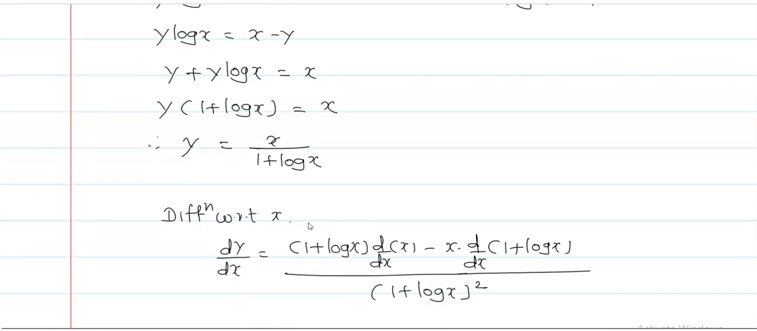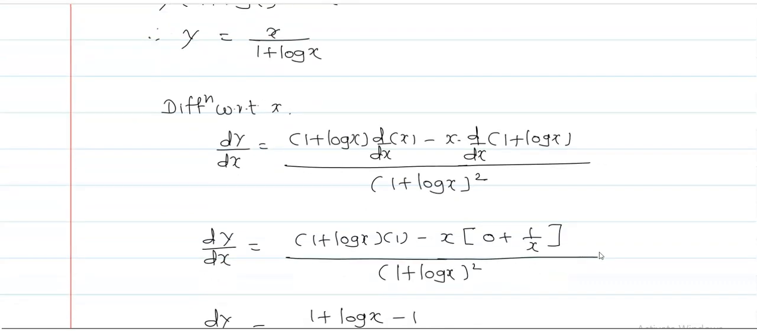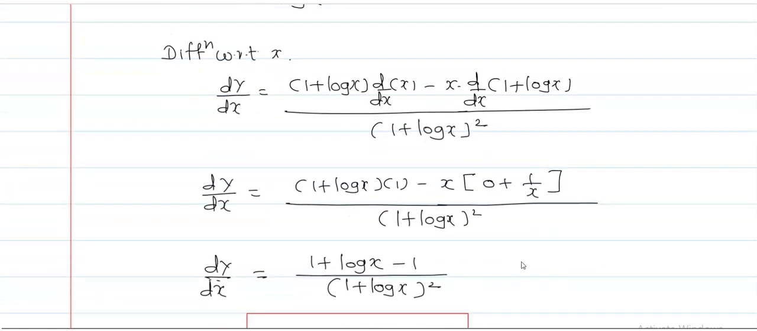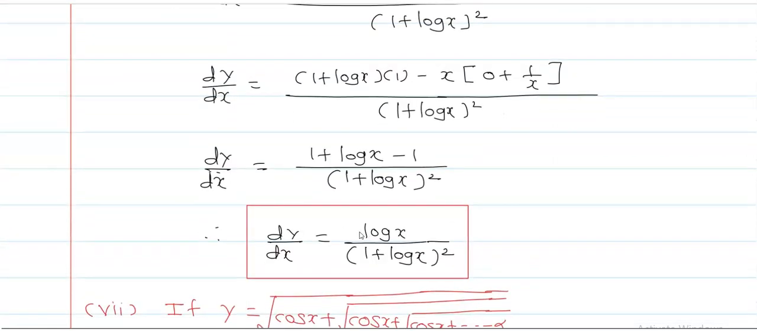Differentiate with respect to x, apply the quotient rule, that is 1 plus log x into derivative of x is 1, minus x into d/dx of 1 plus log x, upon (1 plus log x) whole square. Derivative of x is 1, minus x into 1 is 0, log x is 1 upon x, x gets cancelled, plus 1 minus 1 gets cancelled, therefore dy by dx is equal to log x upon (1 plus log x) whole square.